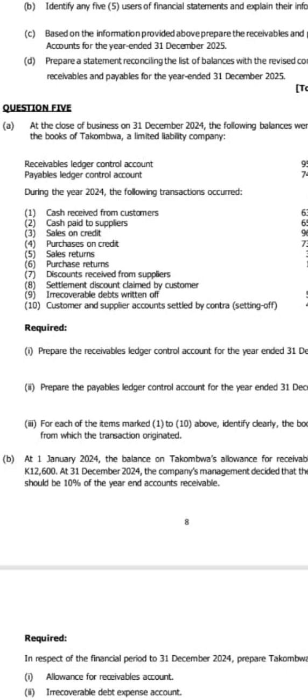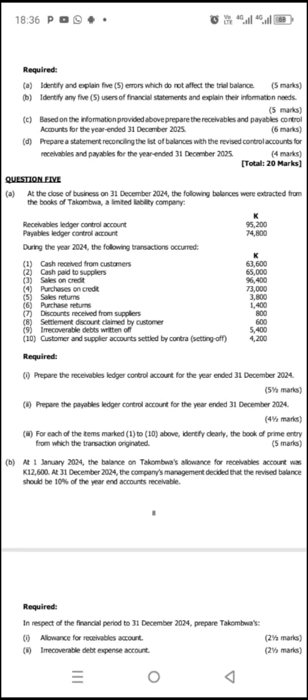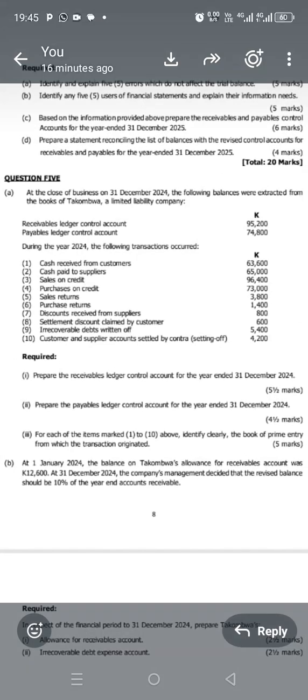So we go to transaction number 10. Customer and supplier accounts settled by contra, setting off. As you can see here, this is the contra item. How do we deal with the contra item? Whenever you see this in the control account, you need to bear in mind that this is the relationship between a customer and a supplier.